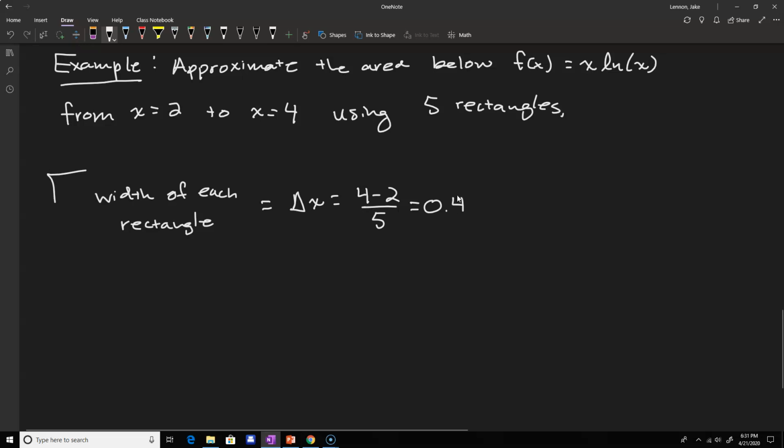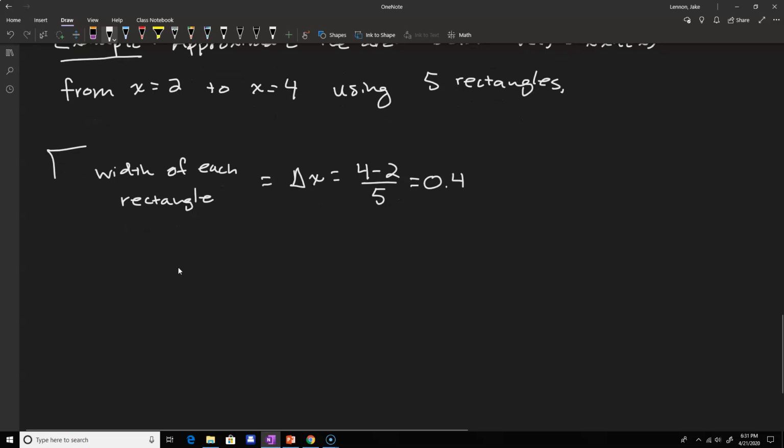So now basically what I want to do is I want to look at my starting value 2, and I want to kind of create my partition. So I'm partitioning my interval. I start at 2, and then I just count by adding 0.4 each time. So 2, 2.4, 2.8, 3.2, 3.6, and 4. And these are all the values that I'm going to use when I'm doing my left-hand sum and my right-hand sum. Those are the numbers that you're plugging into the function to get the heights of each of the rectangles.